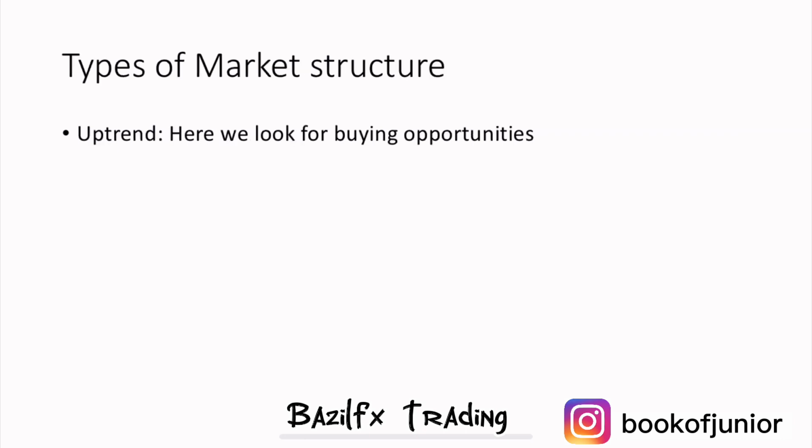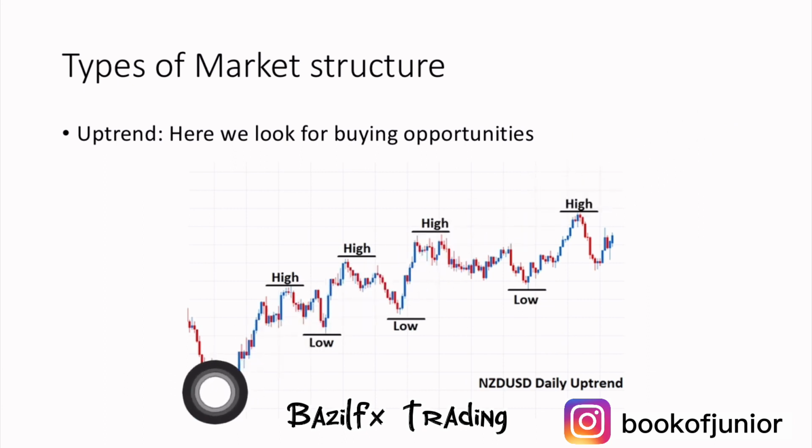So the first type of market structure is called the uptrend. On the uptrend, we look for only buying opportunities since the market is going to go up. So this is how an uptrend looks like. When the market is coming up like this, it is an uptrend. This is New Zealand, NZD USD, on a daily time frame.